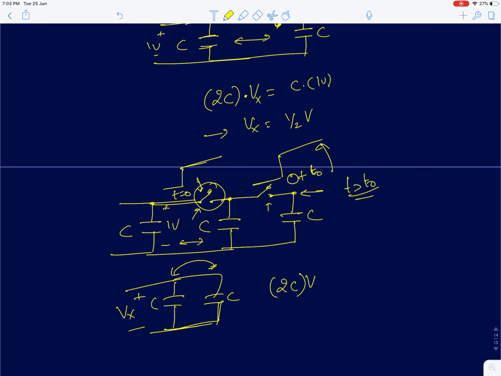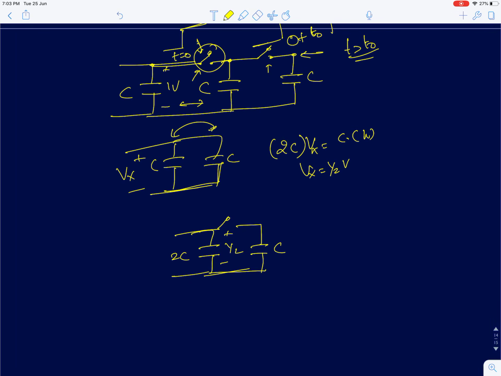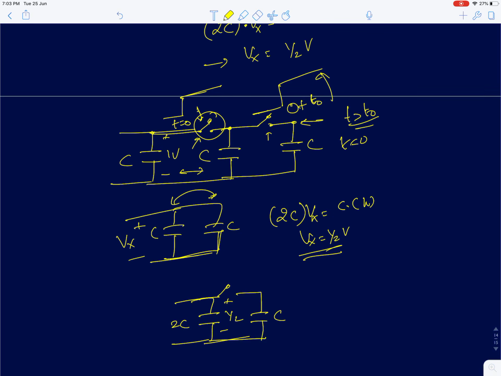So you will have 2C into Vx equal to C into 1 volt. So your Vx is half a volt. We just derived it in the previous problem. Now I can treat this as a single capacitor of value 2C with half a volt across it. After some time, we are going to connect it to another capacitance of value C. First, for t less than t naught and greater than 0, the voltage across the first capacitor is going to be half a volt.